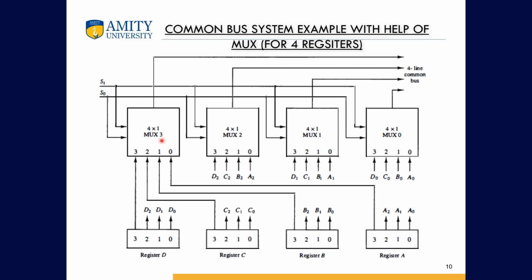So mux 3 over here, as it shows, will have the 3rd bit of A, B, C, and D. Same way, mux 0 will have the 0th bit of A, B, C, and D.